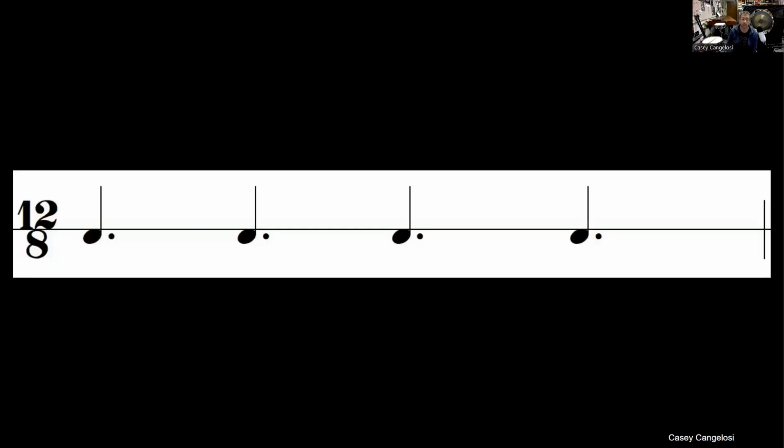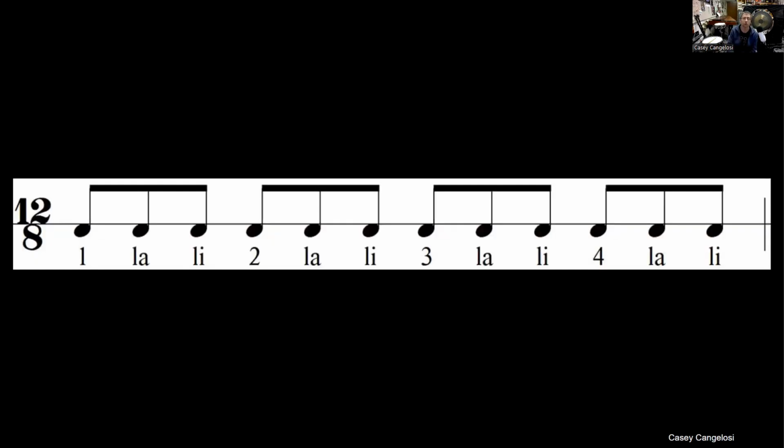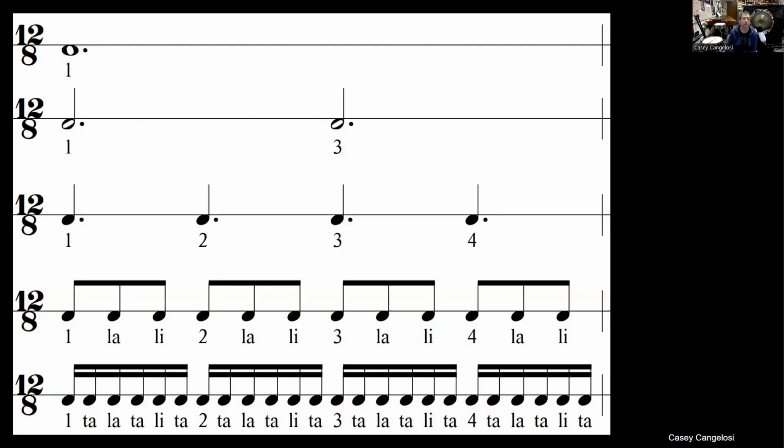So let's go down the same rabbit hole for time signatures like 12/8. Again, I like this system because it applies to all of these time signatures and meters as well. We're going to take the main beats and label them by number. In this case, 1, 2, 3, and 4. The next level down is going to be 1 lolly, 2 lolly, 3 lolly, 4 lolly. And then we're going to take those same syllables and fill them in with ta. 1 ta la ta lita, 2 ta la ta lita, 3 ta la ta lita, 4 ta la ta lita.